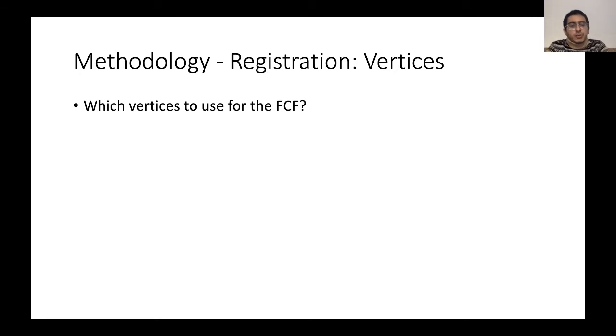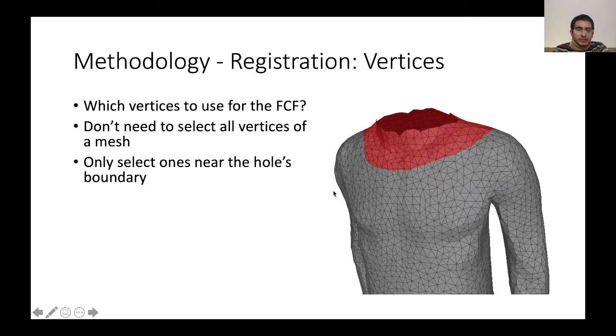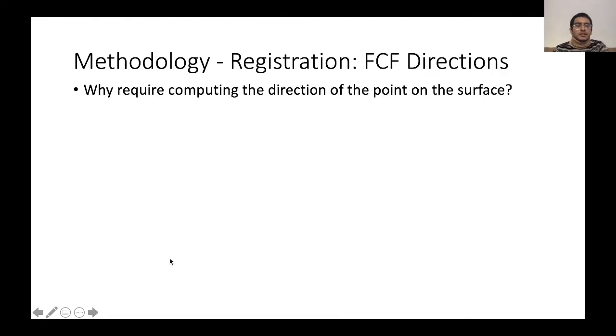So the first question is, which points would you use for the FCF? In this case, you don't need to select all the vertices of the mesh. The red area represents the vertices you would use near the hole boundary. And this is because of two reasons. The first reason is that the vertices being used define the implicit extension shape. As you can see, it's extending upwards, similarly in the direction that the neck is facing. However, if you use other vertices outside, like the arm, for example, it might cause some noise in this calculation over here. And you can store these in omega subscript P.